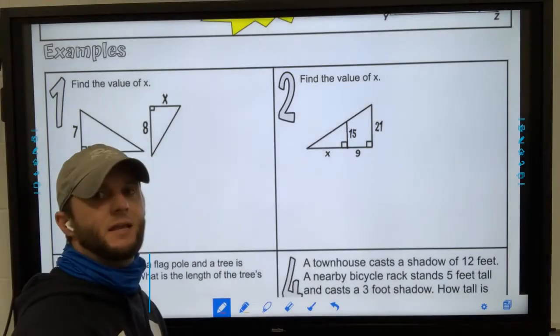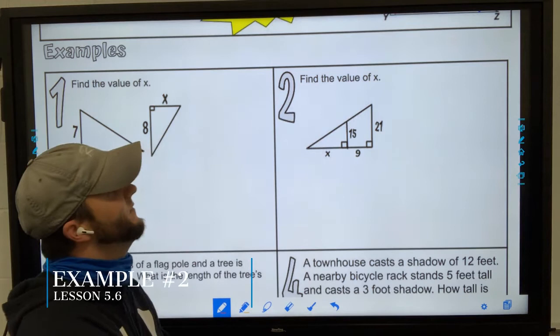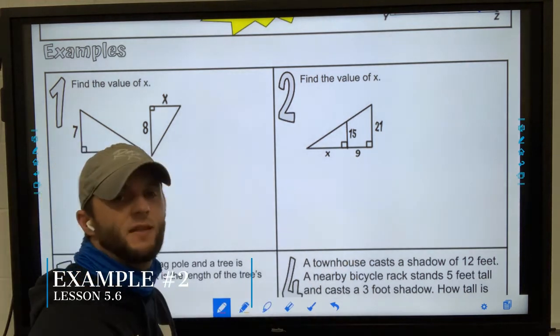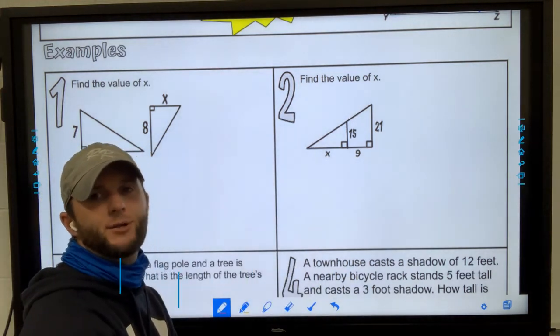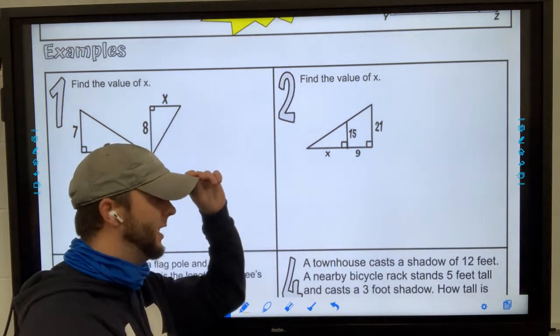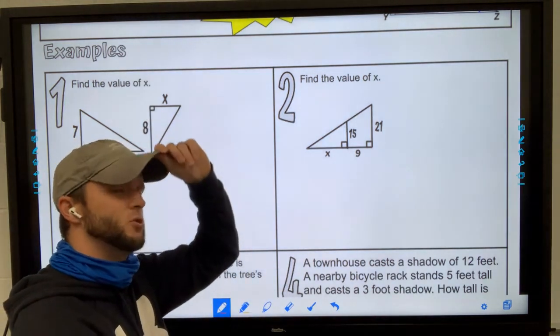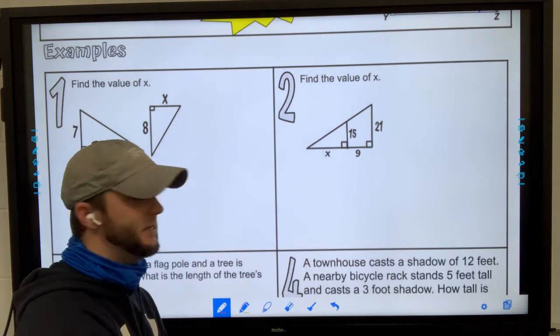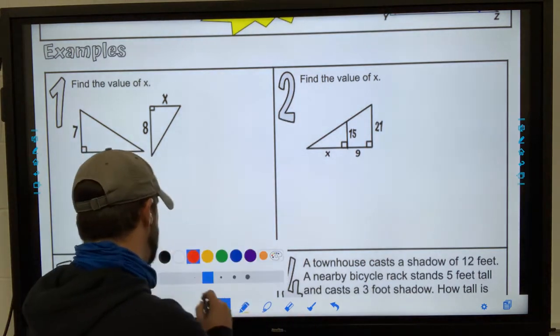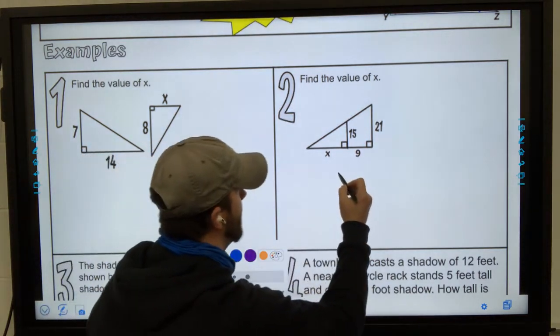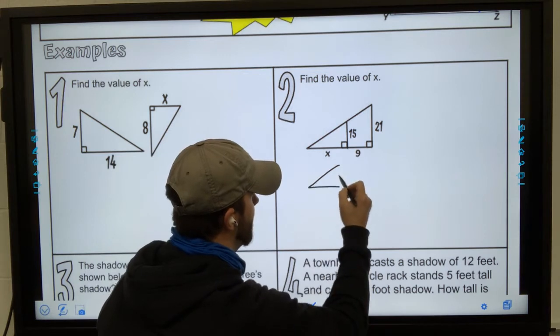All right, look at example 2. It says find the value of X. To make this a little easier, I'm going to split this up into two different triangles so we can see it more easily. Let me get my black marker. I'm going to do the smaller triangle first.